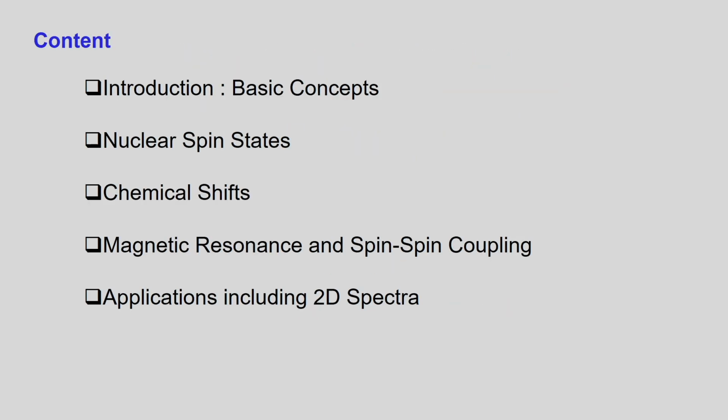In this set of 3 lectures, we will see the basic concepts: the nuclear spin states and chemical shifts. Chemical shift is very important because this is where the heart of NMR spectroscopy lies. Then magnetic resonance and spin-spin coupling, and finally applications including 2D spectra. In chemical engineering, we use these methods.